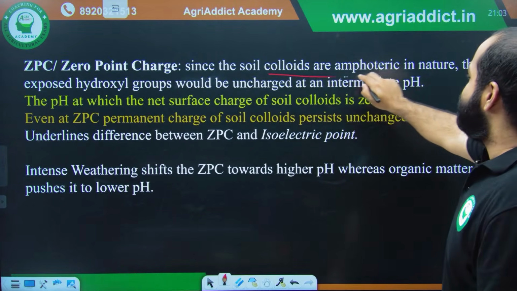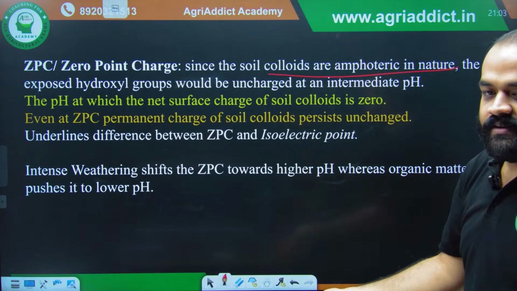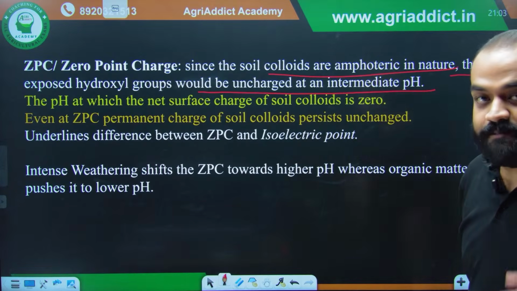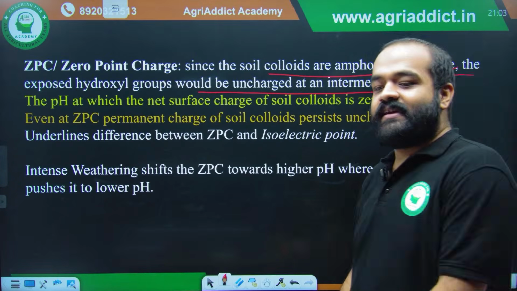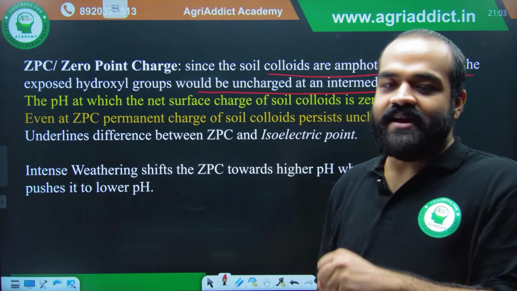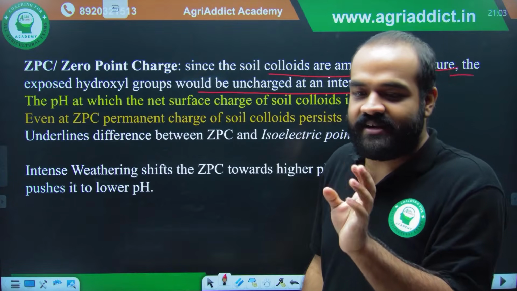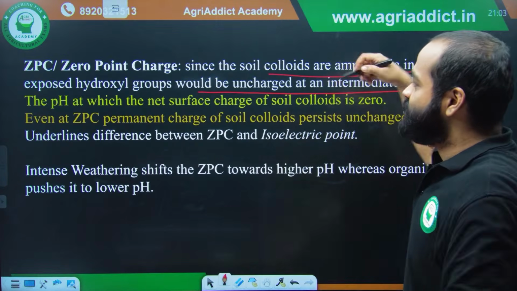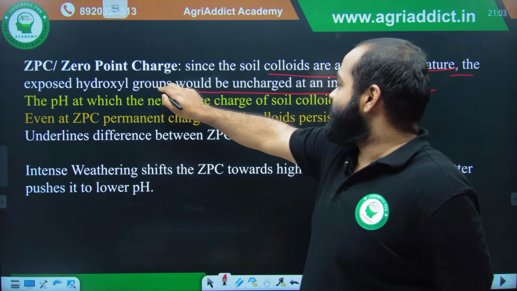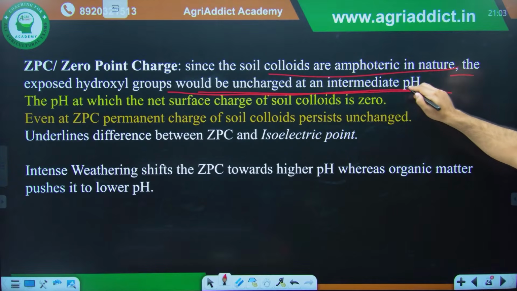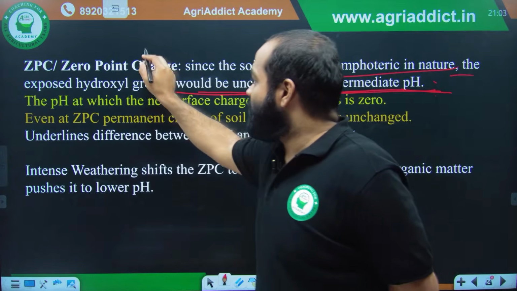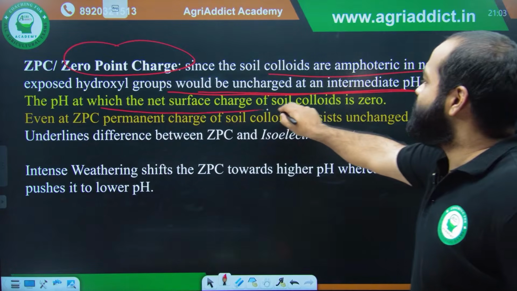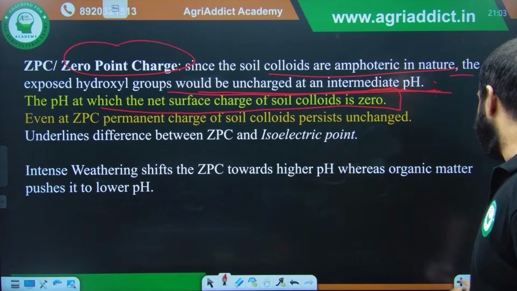Since the soil colloids are amphoteric in nature, the exposed hydroxyl groups would be uncharged at an intermediate pH. Amphoteric means it can be protonated or it can be dissociated also. H+ can leave from there, H+ can come also, depending on the pH. That pH is called zero point charge, ZPC, the pH at which the net surface charge of the soil colloid is 0.